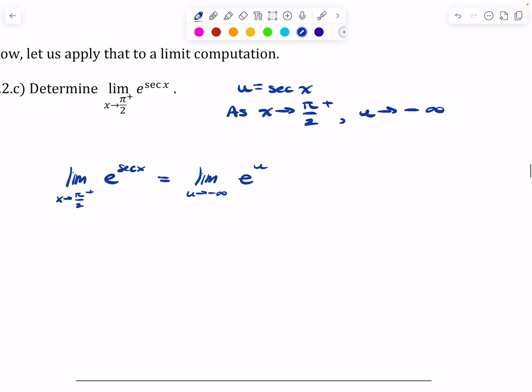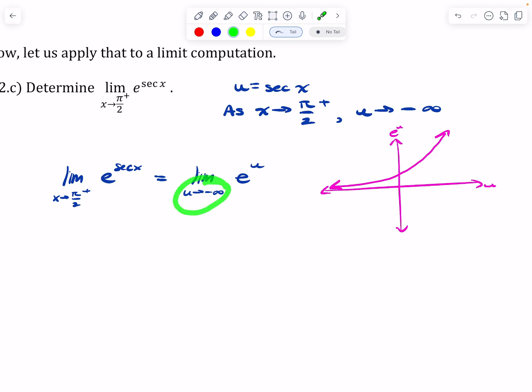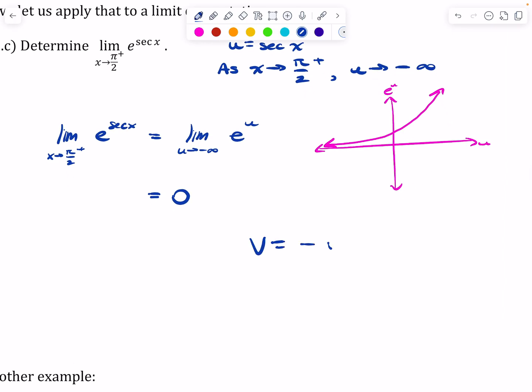There's a bunch of ways you could handle this. I would recommend considering the graph. So e to the u looks like this. And as u goes towards negative infinity, this thing goes pretty much to 0. You could do another round of substitution if you want. You could let v equal negative u and go from there. But this is probably your fastest way.